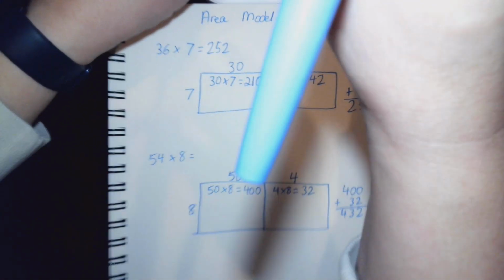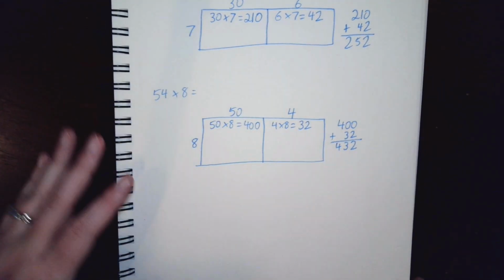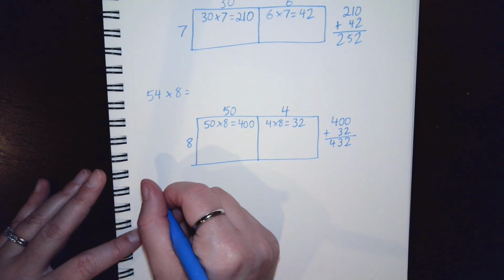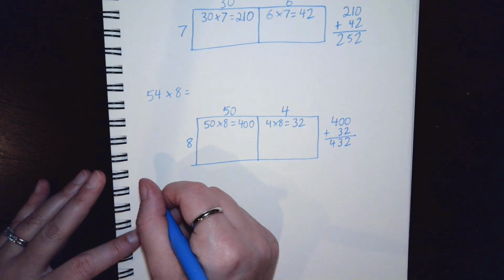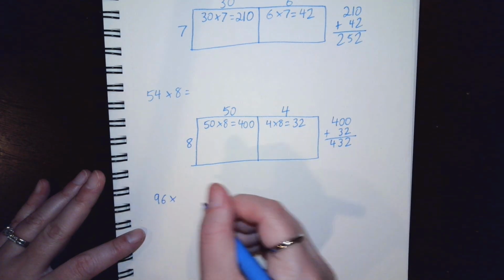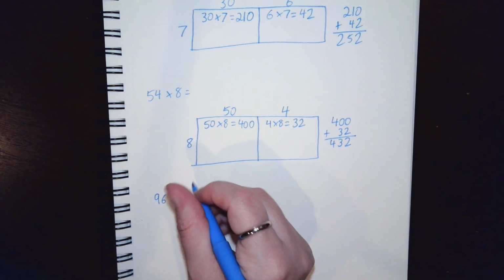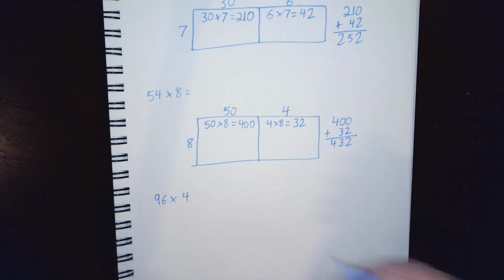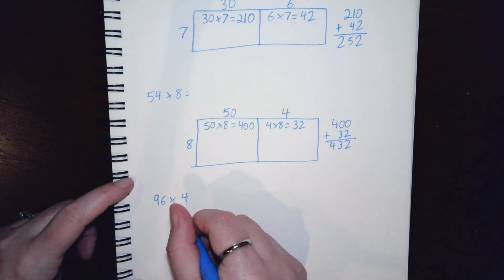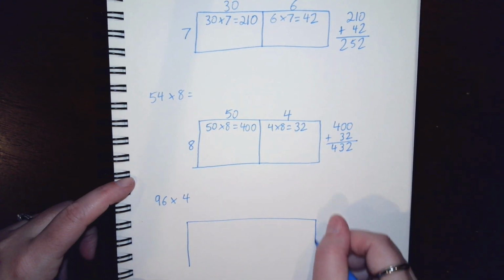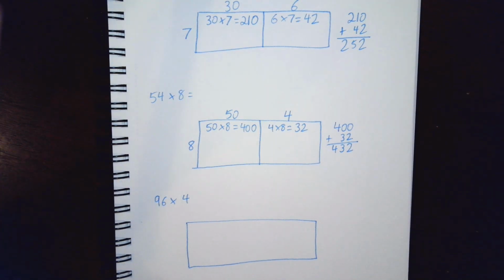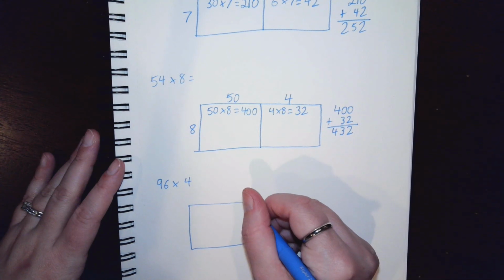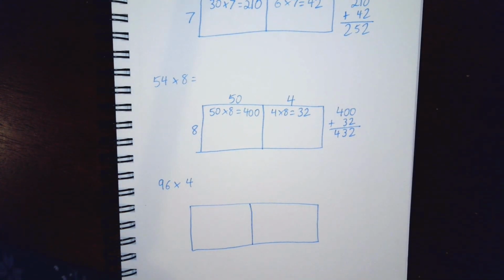Okay, I want you to try one really quick, and then we'll go through it together. So let's do 96 times, what have we not multiplied by yet? Let's do 4. Okay, I'm going to draw the box. Now at this point, you can pause the video to do the problem yourself and then come back and check it. So go ahead and pause.